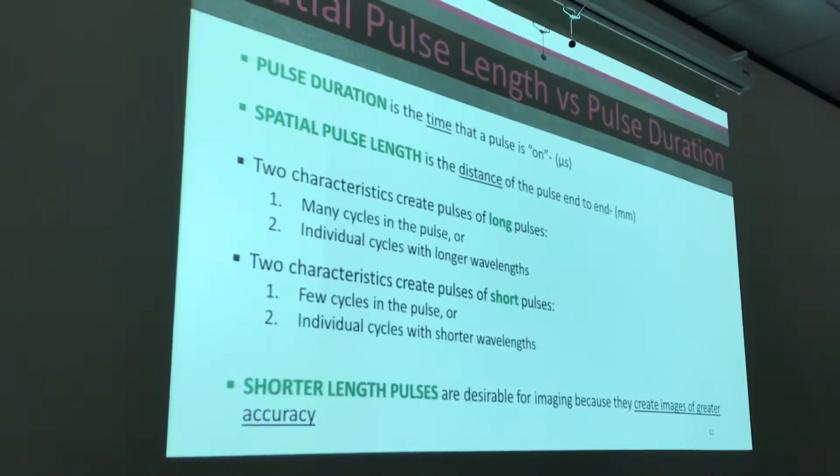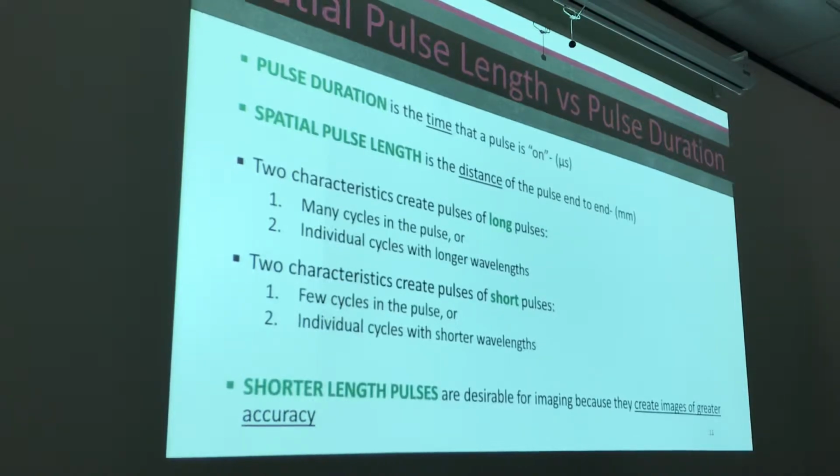Okay, guys, I feel like this chapter should be a lot easier because you already know these relationships from last chapter. I feel like you can grasp it a little easier. Remember, pulse duration units are going to be microseconds. Spatial pulse length, our units are millimeters. Two characteristics create long pulses: a lot of many cycles in the pulse, and individual cycles with longer wavelengths. Those are going to create long pulses.